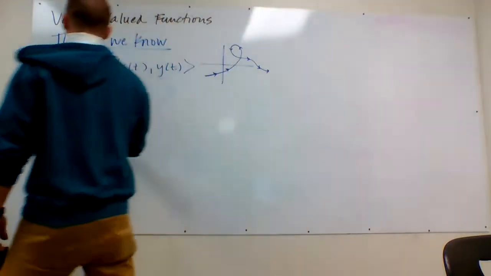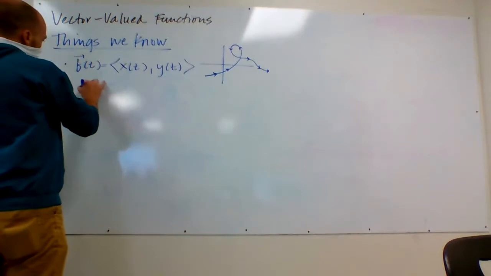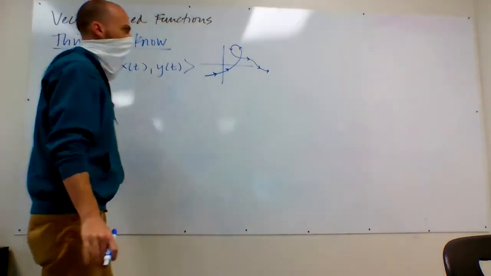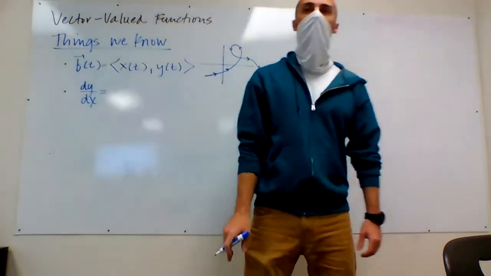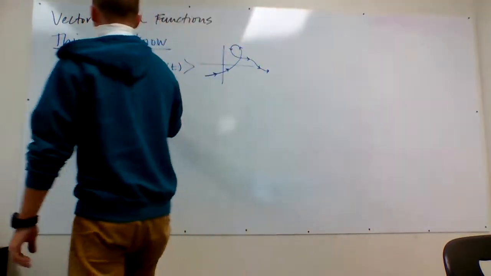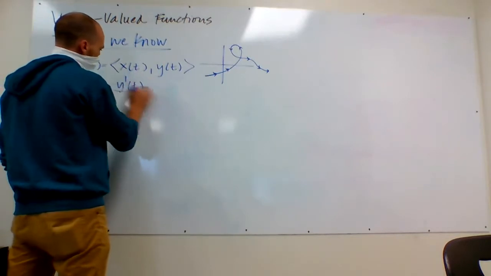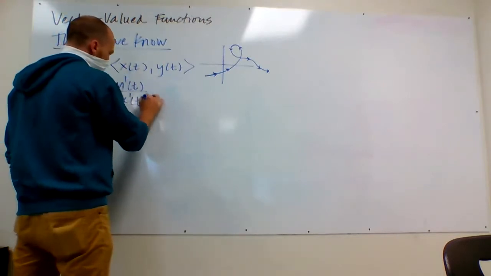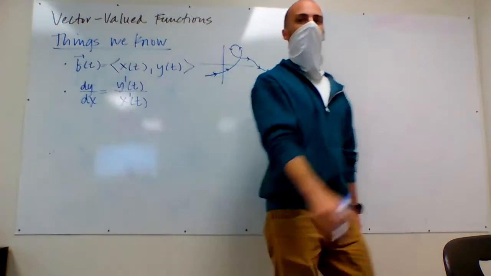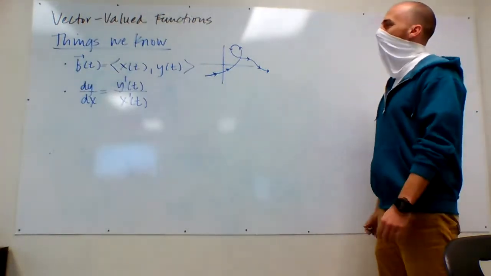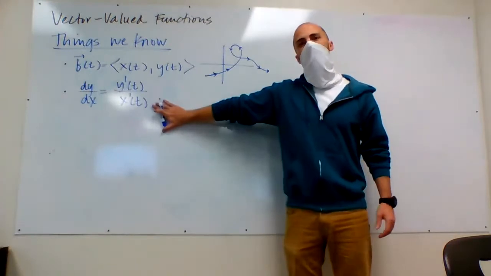Okay, what else do we find out? We found out how to find the slope. dy/dx for a parametric curve was dy/dt divided by dx/dt, or y prime of t divided by x prime of t. It was great. Well, here we are, back in calculus. dy/dt over dx/dt, provided that dx/dt is not 0.